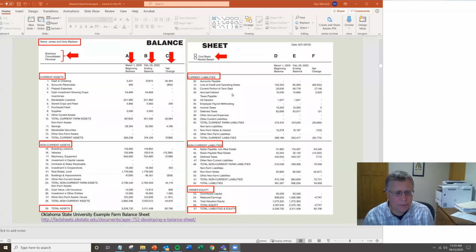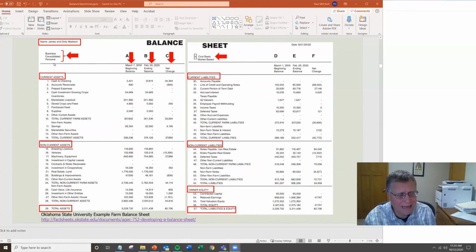So here's an example of a balance sheet. This is from Oklahoma State University. The web link is at the bottom. It's got a pretty traditional structure. It's got the name of the business in the top left. It's got a date, which should be 8/21/2020, up in the top left here.